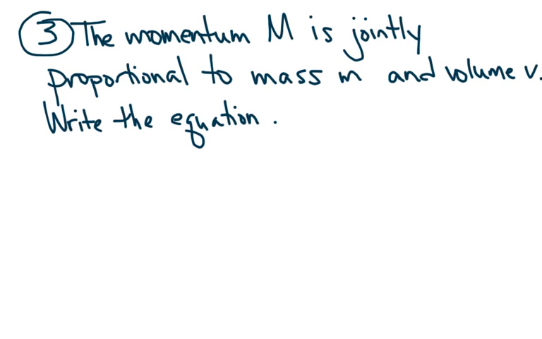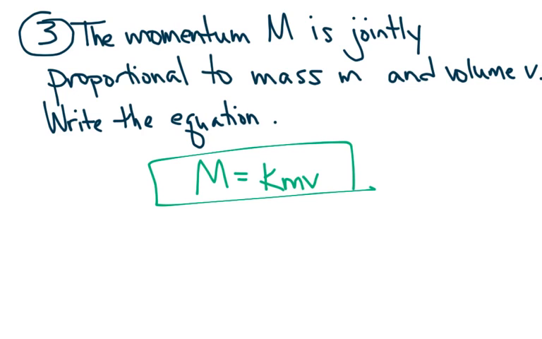In problem 3, it says the momentum m is jointly proportional to mass m and volume v. That means the equation is m is equal to k, little m, little v. The problem is as simple as that. When you say jointly proportional, it's going to be direct variation with k. It's just that it's multiple inputs, and the two inputs are mass and volume.